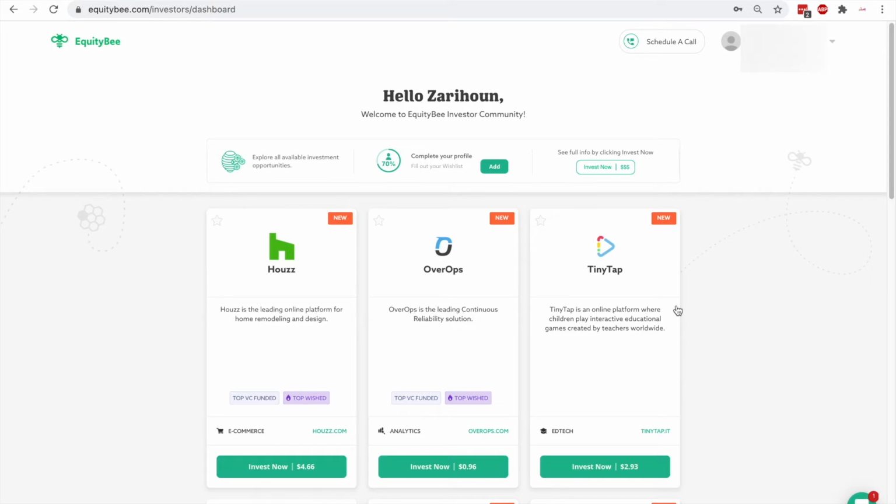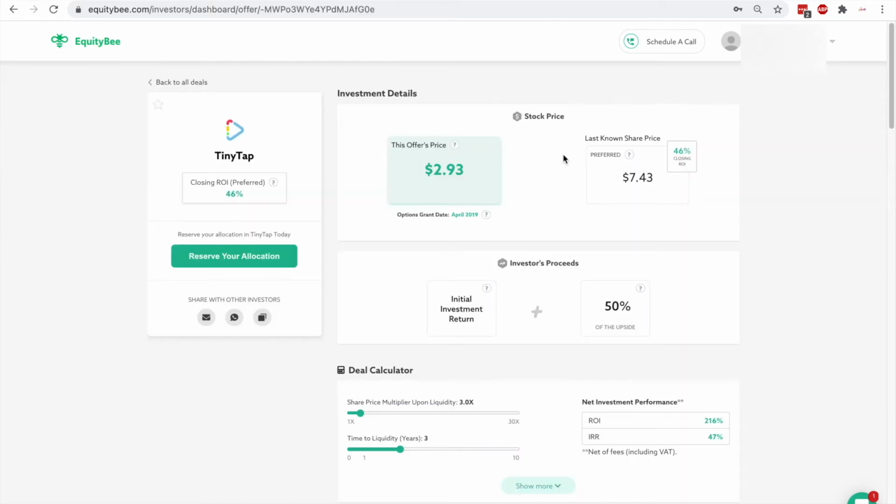Once you decide on a sector that is interesting for you guys, you can obviously read a little bit more here. So in this case, we're going to be looking at TinyTap. TinyTap is an online platform where children play interactive educational games created by teachers worldwide. You can obviously have here the link to the website. You can do a little bit more research on this to see if you like the product, if you like the team, if you believe in their vision, and then once you've done your research, if this is the right investment for you guys, you can then click here on invest, and then you have the following.